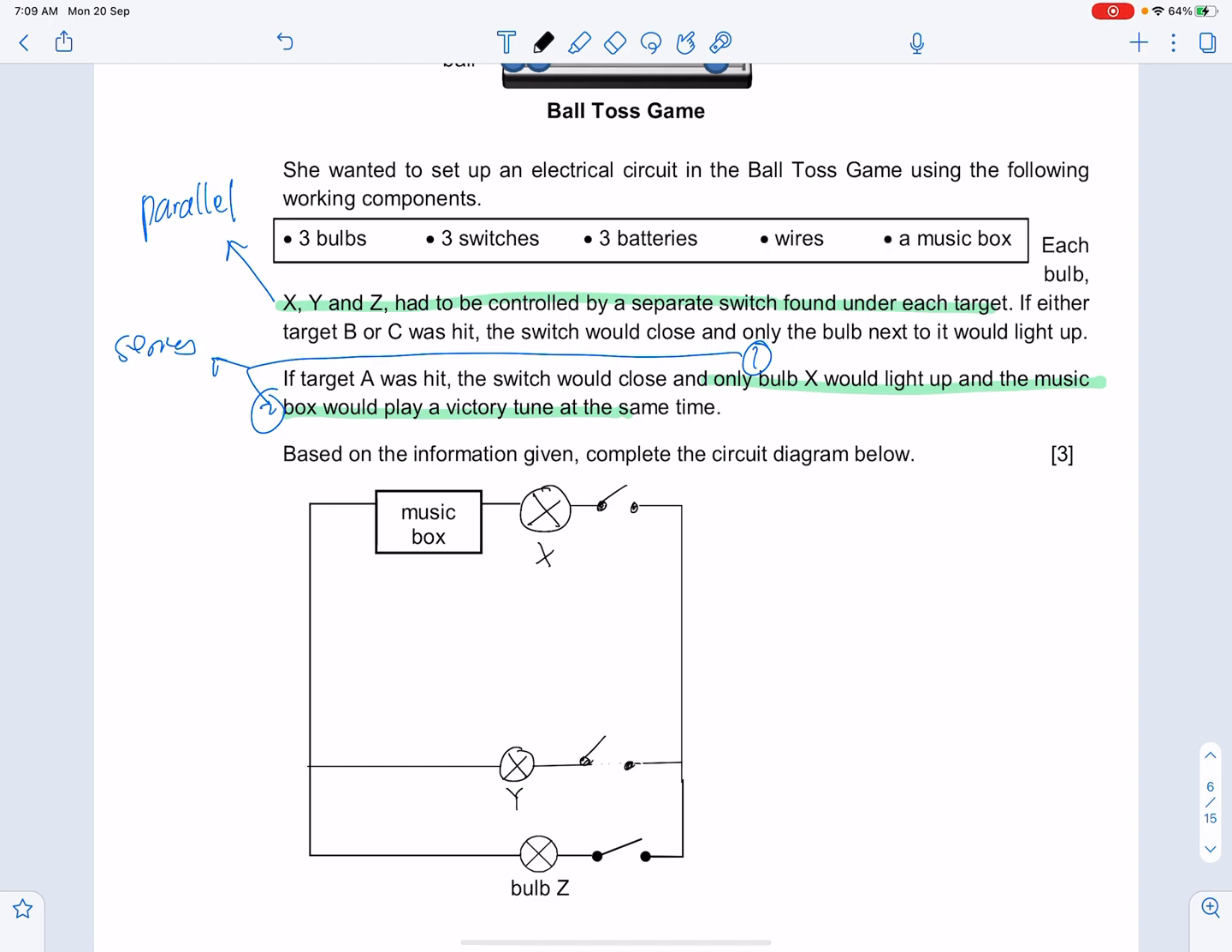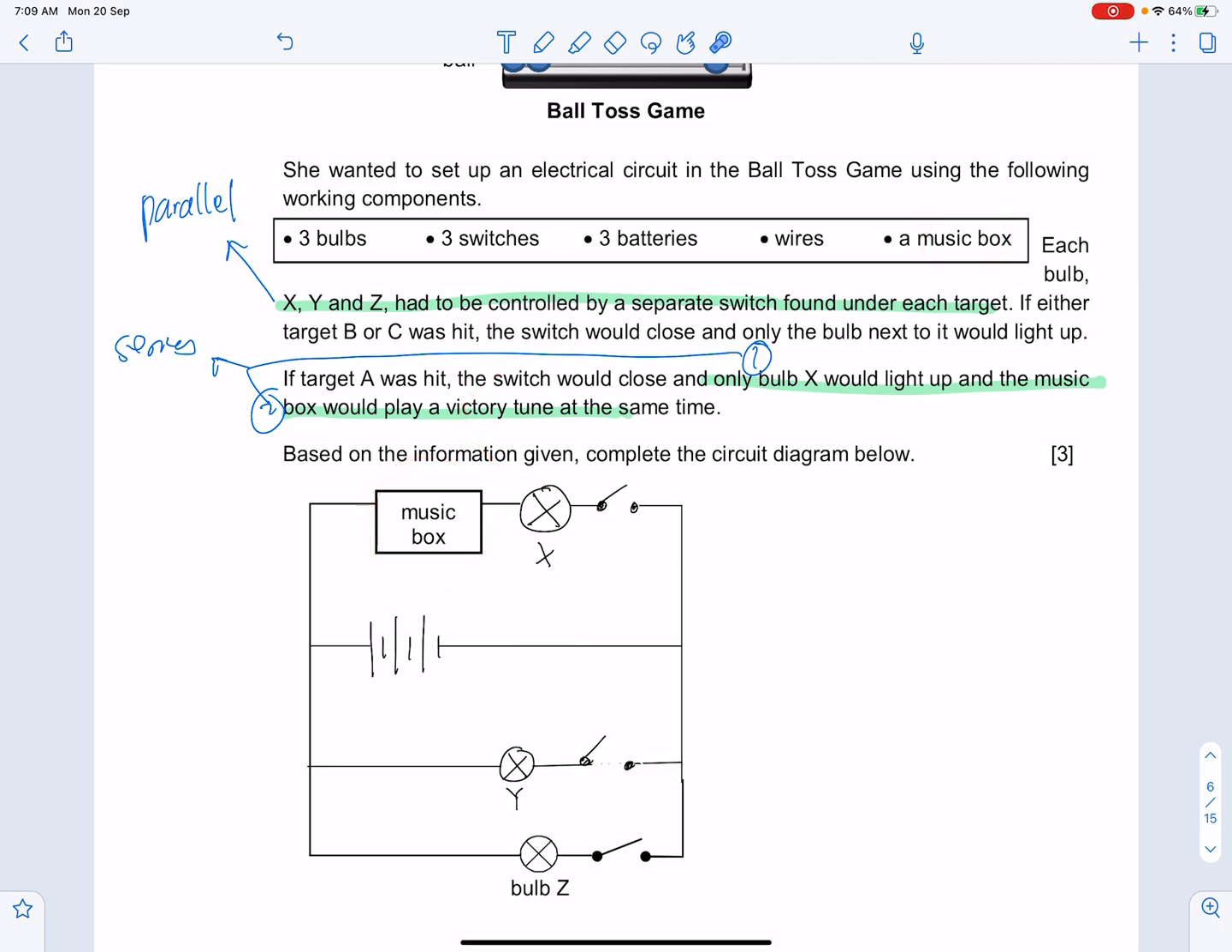Now let's not forget the batteries. The batteries will also be in parallel to all of them in this case. Make sure you arrange them correctly and the correct number. It said that you have 3 batteries, so make sure you have 1, 2, and 3. You have 3 bulbs, 1, 2, and 3. You have 3 switches, 1, 2, and 3. You have a music box, check, and you have wires.